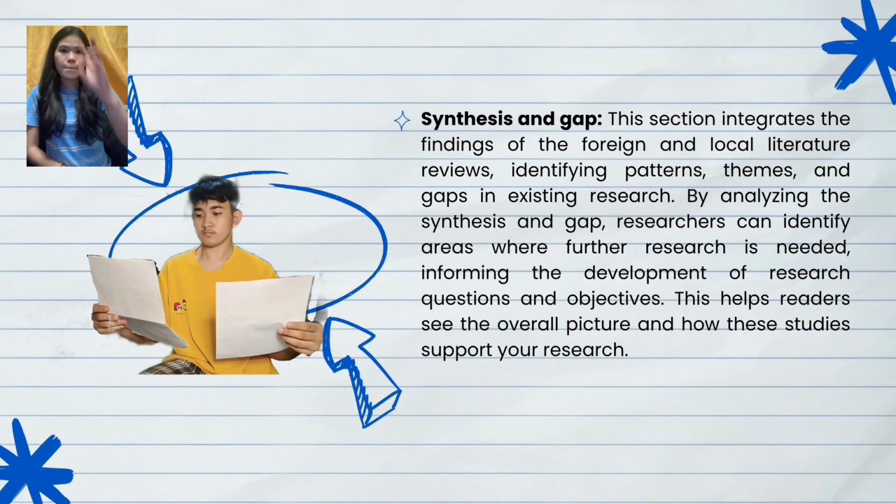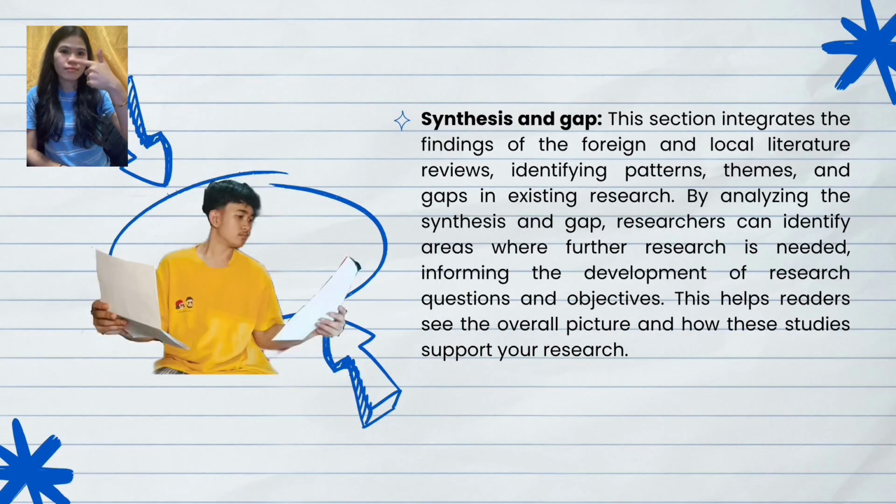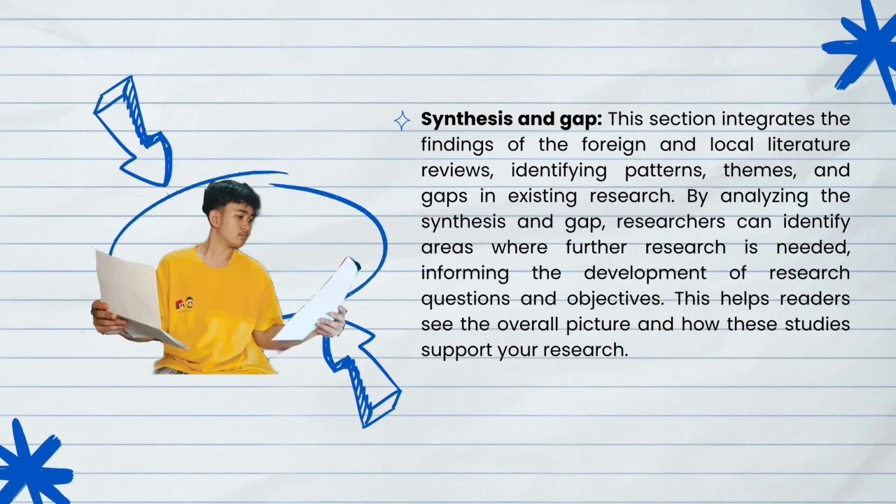Synthesis and gap. This section integrates the findings of the foreign and local literature reviews, identifying patterns, themes, and gaps in existing research. By analyzing the synthesis and gap, researchers can identify areas where further research is needed, informing the development of research questions and objectives. This helps readers to see the overall picture and how these studies support your research.